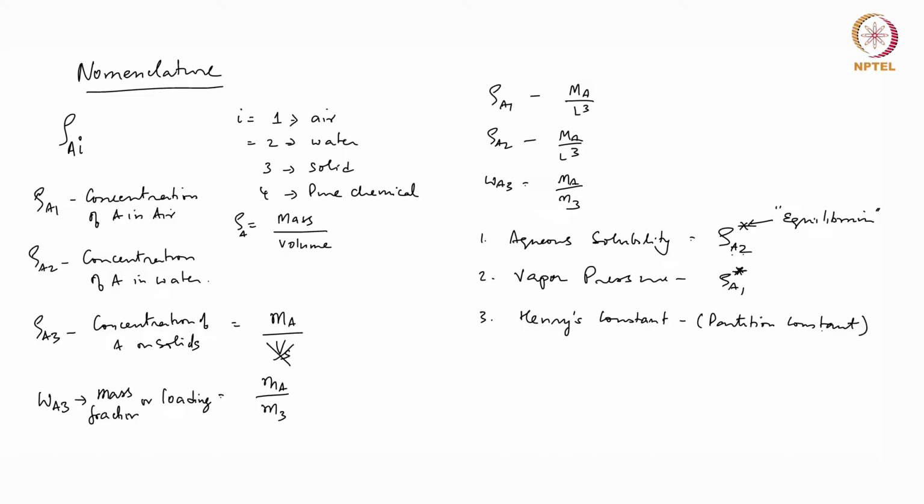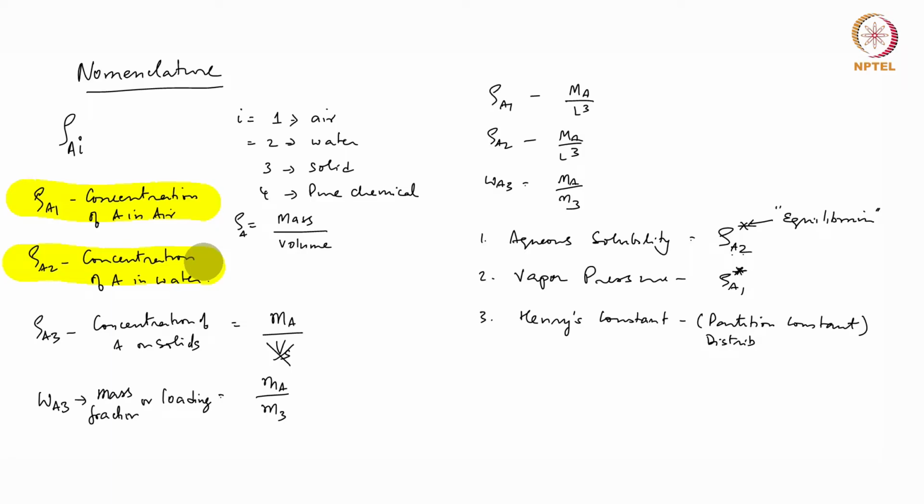Sir, what is the difference between rho A1 and rho A2? Yeah, rho A1 is concentration of a chemical in air, and rho A2 is concentration of the chemical in water, where 2 is water. So when you are representing a concentration of A in air, we write it as rho A1, and the concentration of A in water is rho A2, that is all.